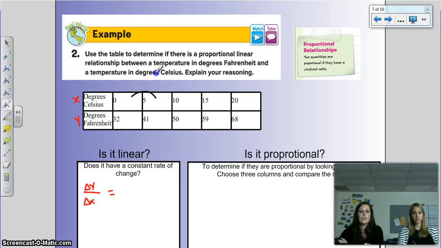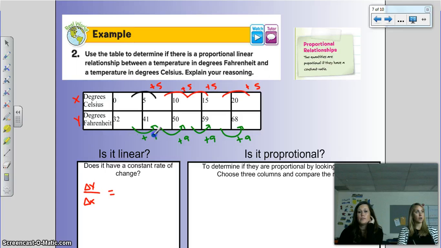So X looks like it's increasing 5 every single time. 5 to 10, yep. And we're going all the way through that table. And then on the bottom, it looks like it increases by 9. Yep, that's 9 again. So our change in Y is 9.